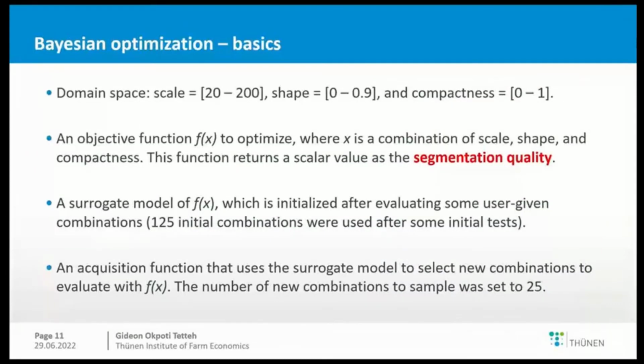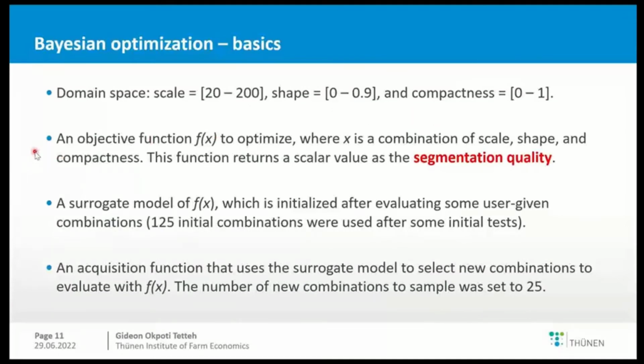So Bayesian optimization. Of course, there's a lot of mathematics behind Bayesian optimization, but here the idea is to just introduce the basics. And to use Bayesian optimization, there are 4 main things one should define. The first thing is a domain space, which is simply the space for each parameter within which to find the optimal combination. So for scale, I use values from 20 to 200, shape from 0 to 0.9, and then compactness from 0 to 1.